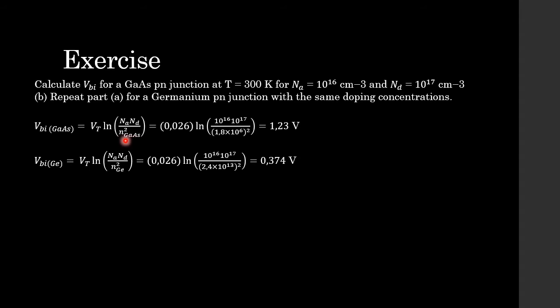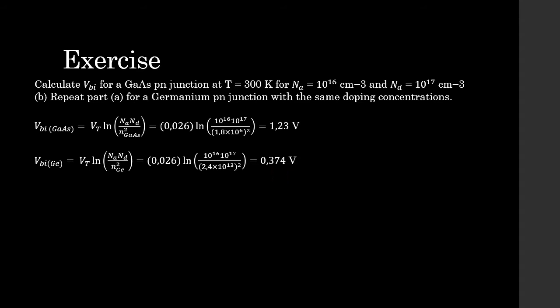The intrinsic carrier concentration for gallium arsenide, we plug that into the equation and we solve for our barrier potential, 1.23 volts. What a nice way to look at it. And then for germanium, exact same thing. We got our intrinsic carrier concentration of germanium from our first exercise in lecture 1 and our thermal voltage of 0.026 volts. That's a standard thing that's given. We get a barrier potential of 0.374 volts.